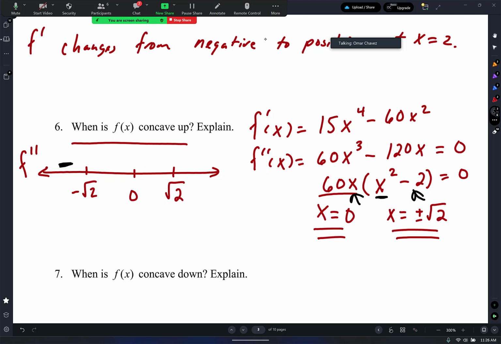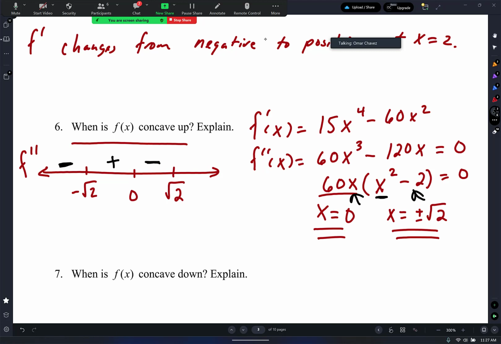How do you know the negative 1 is in between? Well, the square root of 1 is 1, and then put a negative in the front, it's negative, right? So negative 1 is in between those values. So negative 1 squared is 1. 1 minus 2 is negative. 60 times the negative 1 is negative. Negative times a negative is a positive. See? If I plug in a 1, 60 times 1 is positive. 1 minus 2 is negative. Positive times a negative, negative.